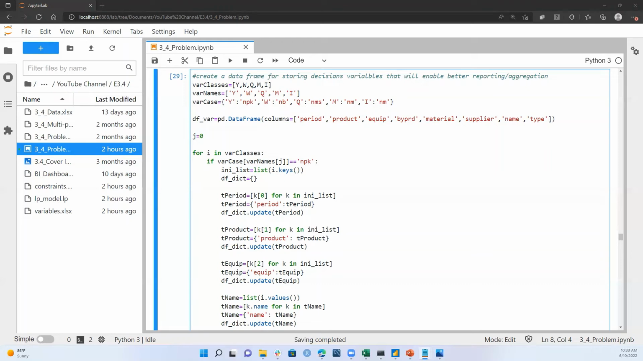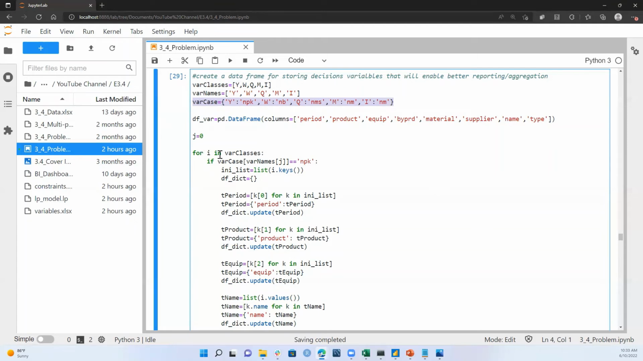What I'm doing here in the code is creating a list of variable classes called var classes, a list of variable class names called var names, and a dictionary of the indices or subscripts assigned to each variable class for the mathematical model. Using these, I will create an empty data frame with columns for each index or subscript, which will be populated for each decision variable.